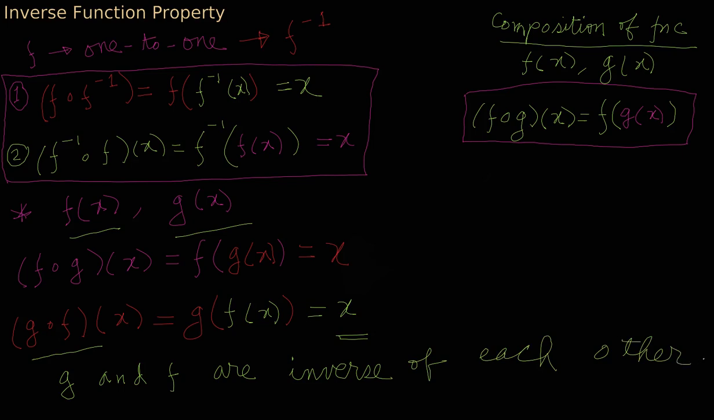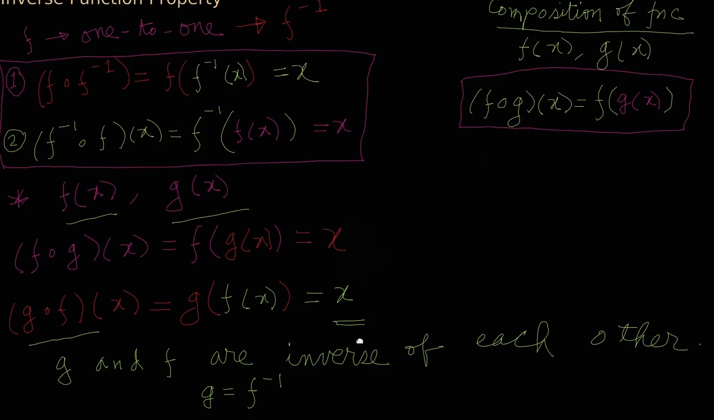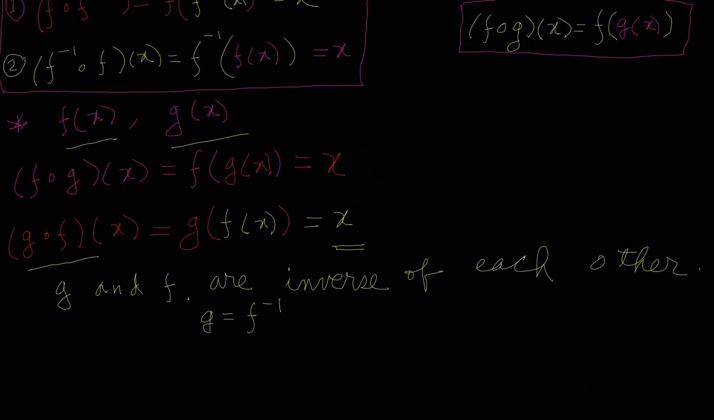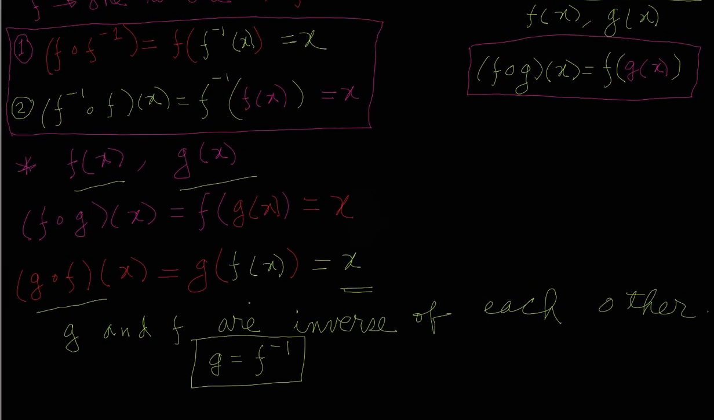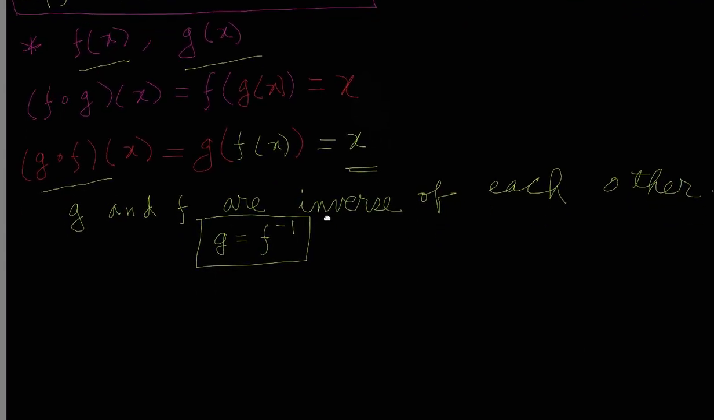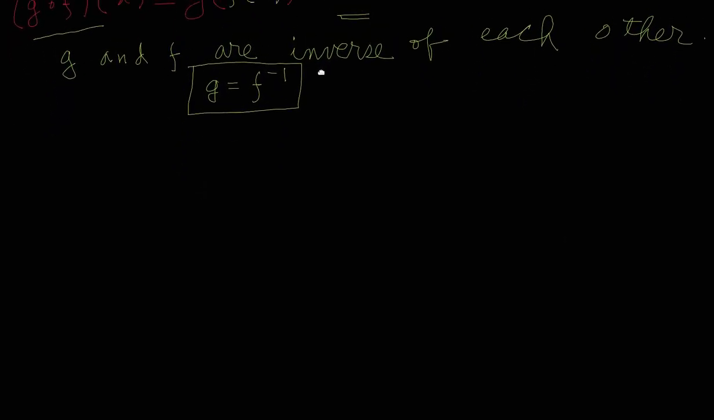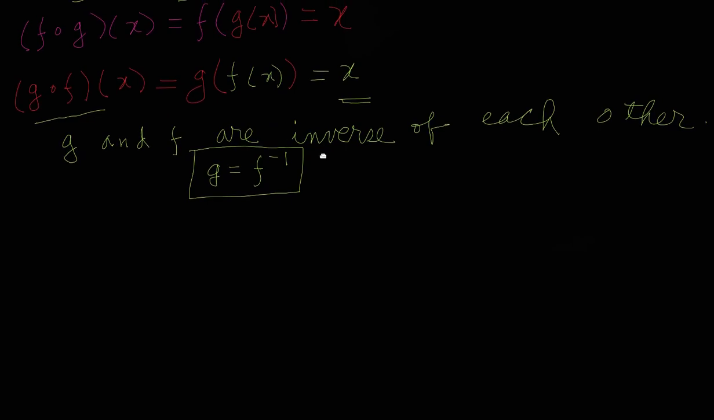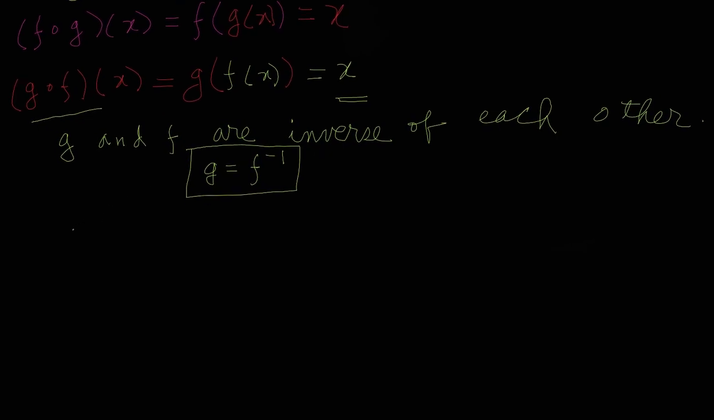So in other words, if I want to write down, I can write g equals f inverse. So that is basically the same property which we learned with f and f inverse. So now let us try to solve a problem. Let me write down the problem.